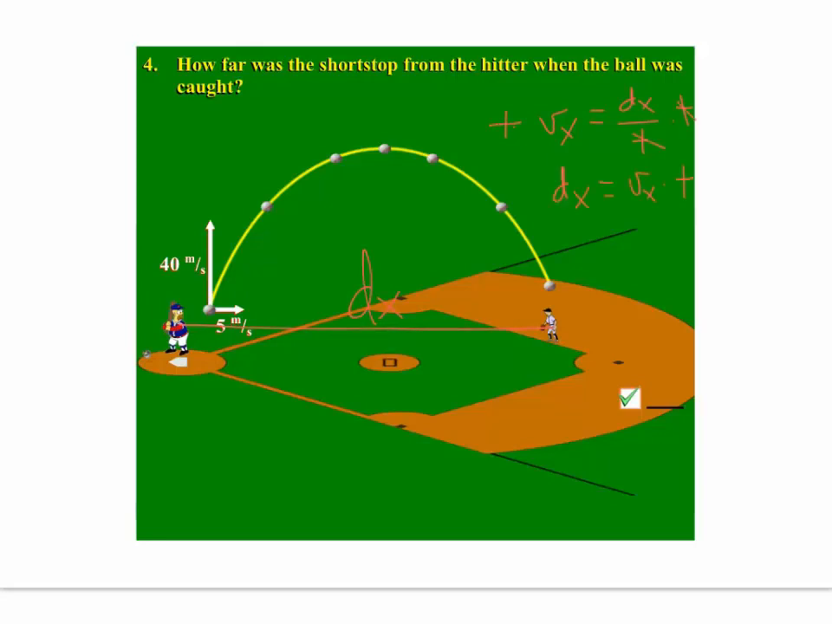Now substitute in what you know, and from the previous problem we know vx is 5 meters per second, because that's the horizontal component of the velocity that was originally hit with, and that stays constant. And then we also know that this is the total time in the air because it's going to eventually hit the shortstop after 8 seconds, so we have to make sure that's the time we plug in. Once you do that, you figure out that the distance away the shortstop was 40 meters, and the ball was caught out.